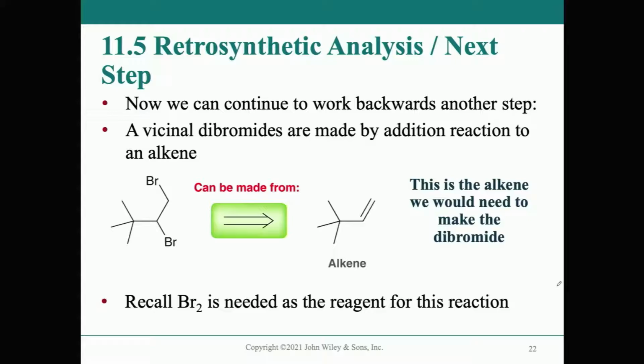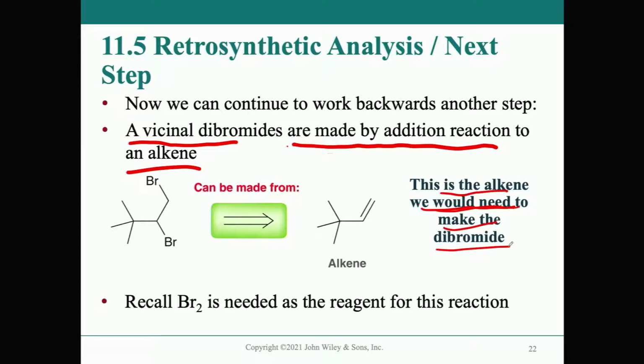Now we can continue to work backwards another step. The vicinal dibromides or dihalides are made by an addition reaction to an alkene. We already knew that from addition reactions of alkenes. So this is the alkene that we would need to make the dibromide. So you already know that this will be the structure that comes before the formation of the dibromide. Recall that Br2 is needed as a reagent for this reaction.